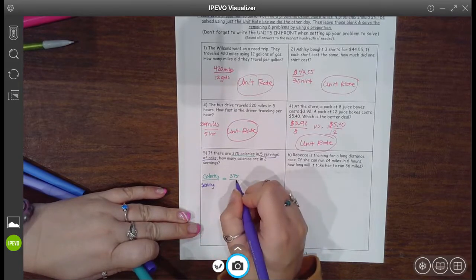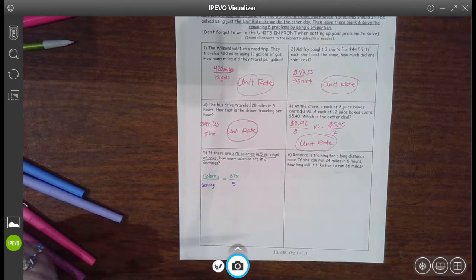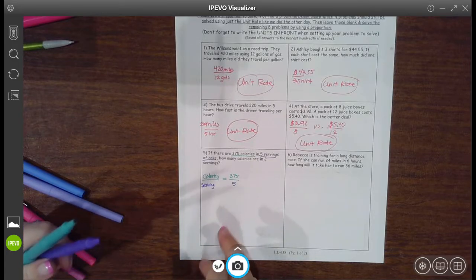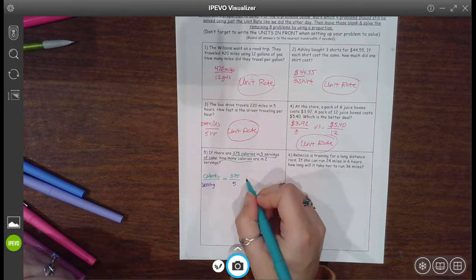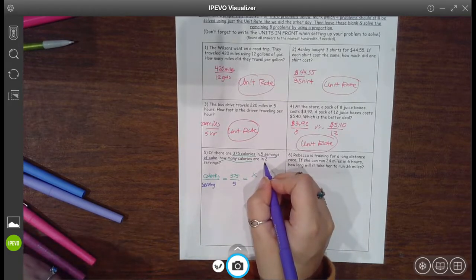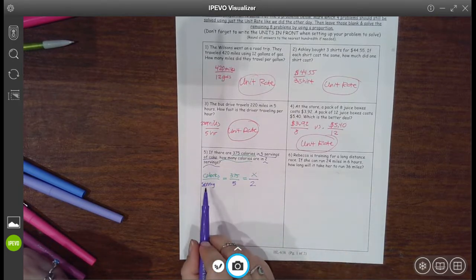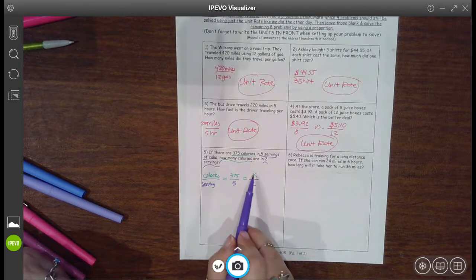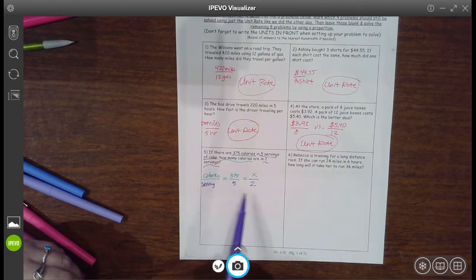So for 375 calories, that's 5 servings of cake. And then they don't just ask me, hey, how much is it per one serving, so divide both by 5. Instead, they're saying, how many calories would you get if you were to eat 2 servings yourself? We don't know that. So 2 went on the bottom because that's where servings are, and then the X was my unknown because I don't know how many calories there are. Notice that we put calories on top, servings on the bottom.